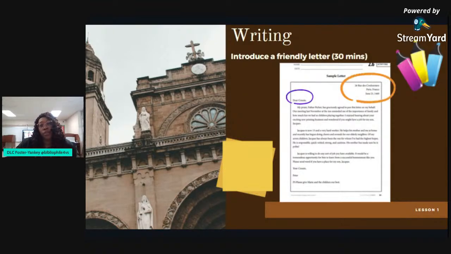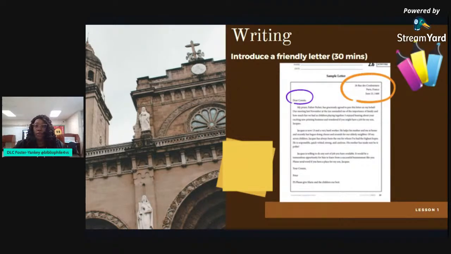The teacher is going to go on to explain that some letters try to convince the reader of something by offering an argument and evidence. And students are going to think, pair, share again to identify the argument in the sample letter and the sentence in which it appears. And then they'll repeat that process again by identifying evidence that Jacques is a hard worker.